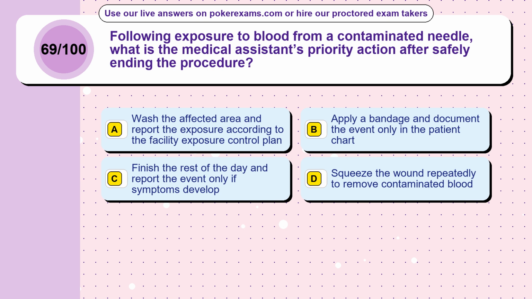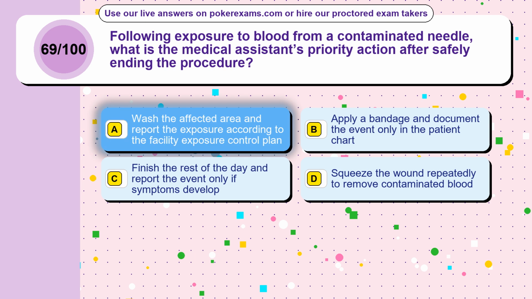Question 69. Following exposure to blood from a contaminated needle, what is the medical assistant's priority action after safely ending the procedure? Option A. Wash the affected area and report the exposure according to the facility exposure control plan. Option B. Apply a bandage and document the event only in the patient chart. Option C. Finish the rest of the day and report the event only if symptoms develop. Option D. Squeeze the wound repeatedly to remove contaminated blood.